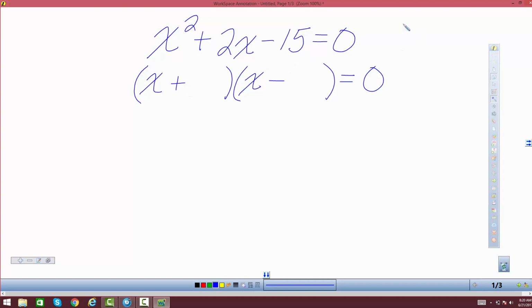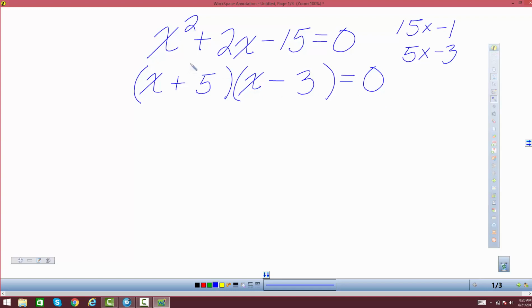If I consider the ways I can multiply two numbers together to get a negative 15, where the bigger number is positive, I can do 15 times negative 1. But if I add 15 and negative 1, I would get a 14 in the middle, so that's not the proper factorization. The other thing I could do is say positive 5 times negative 3. 5 times negative 3 does give me the negative 15, and if I add these together, I get the positive 2. So the 5 goes here, the 3 goes here, and that is the correct factorization.